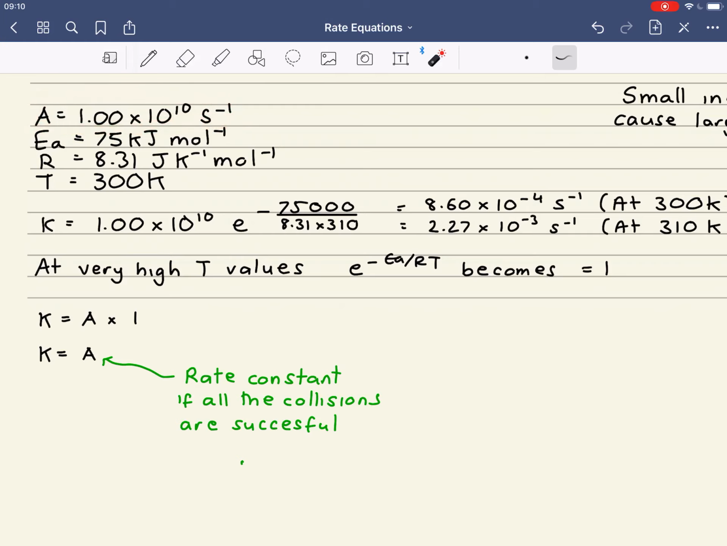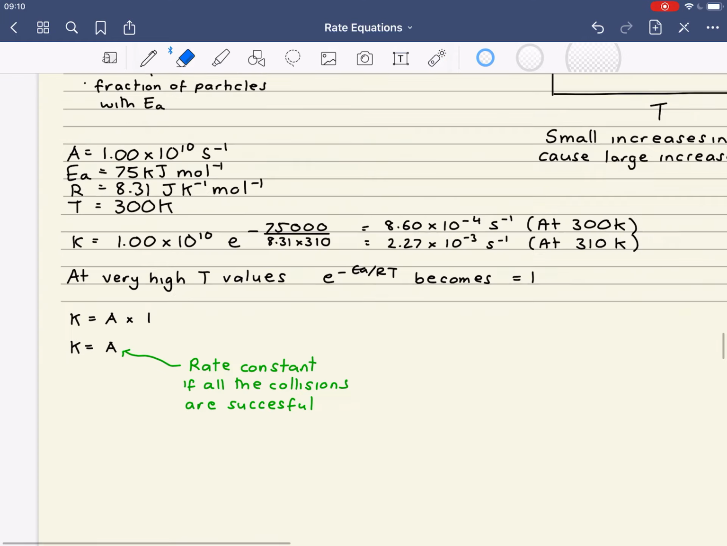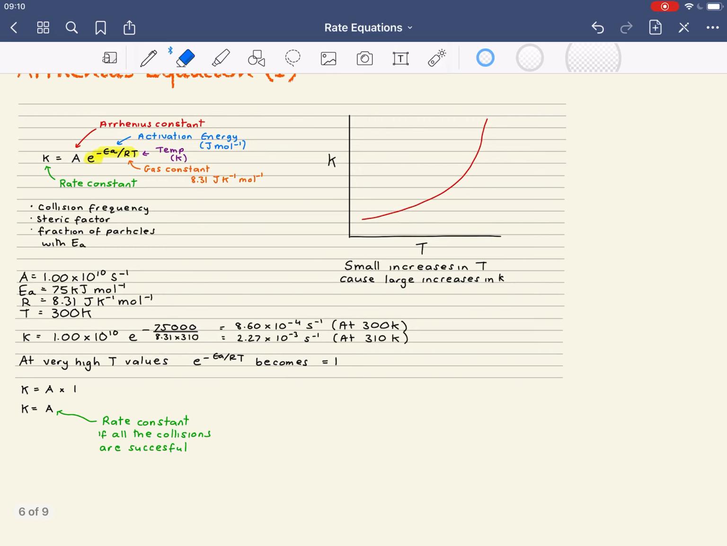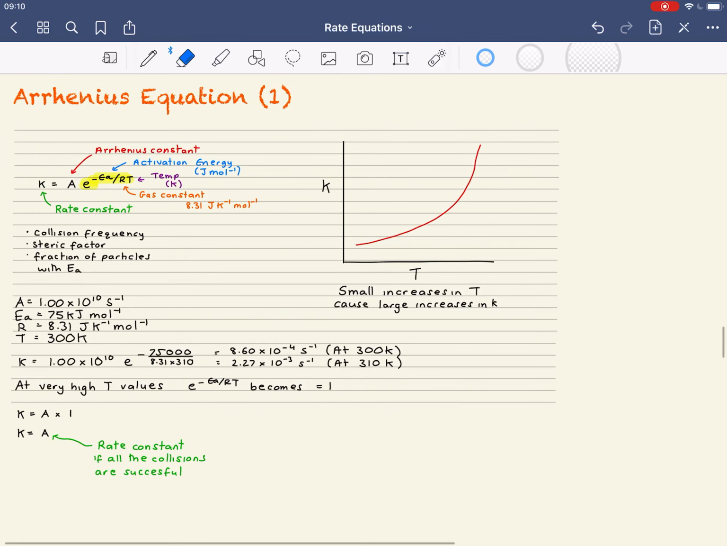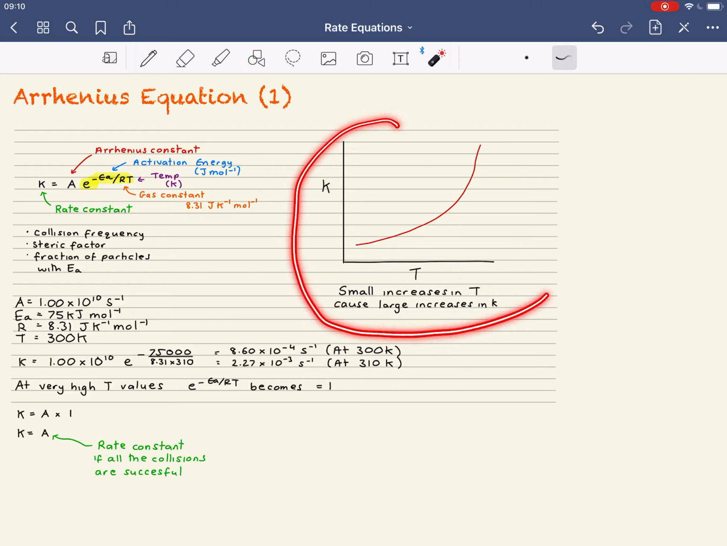Now, I will stress that a lot of what I've said here will probably not be tested in the exam, but what it is doing is giving us a deeper understanding of what the Arrhenius equation is telling us. The key thing to remember really is that the rate constant varies with temperature, but a small increase in T causes a large increase in the rate constant.